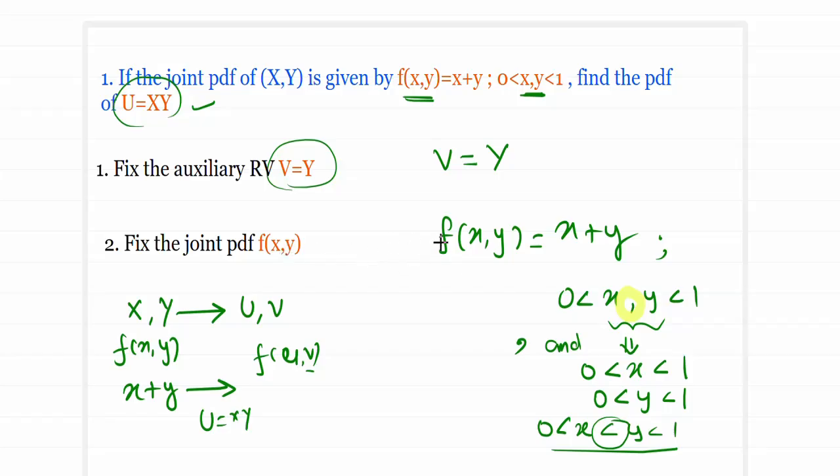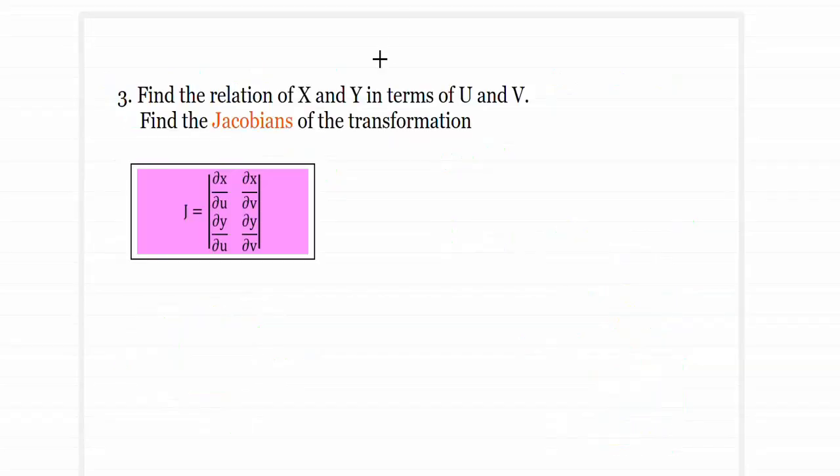So our step 2 is also done. That is, first step, v equal to y has been fixed. Second step, f of x comma y equal to x plus y, the old joint PDF, has been obtained. Next, we move on to step 3. What is step 3? We want the relationship of x and y in terms of u and v, because I am going to transform my x to u and v, and I am going to transform my y to u and v.